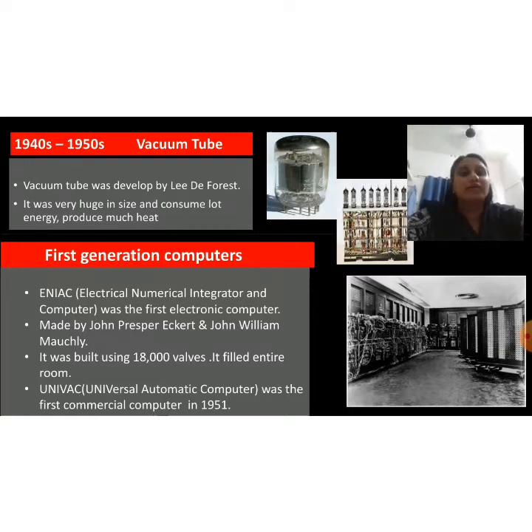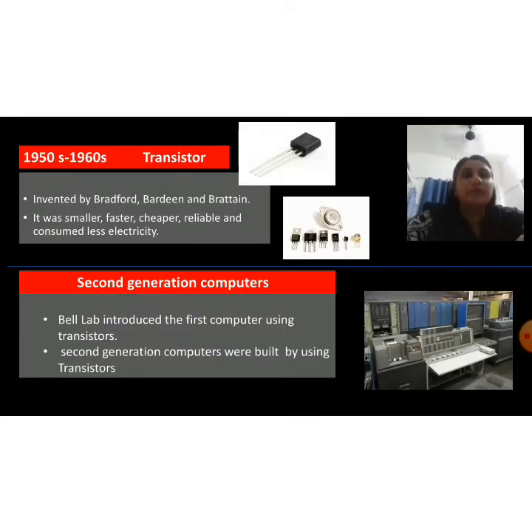Now we are moving to the second generation. In the second generation, there is a change. From the 1950s to 1960s, second generation computers were introduced by using transistors. Here vacuum tubes were replaced by transistors. The transistor is a new device here.